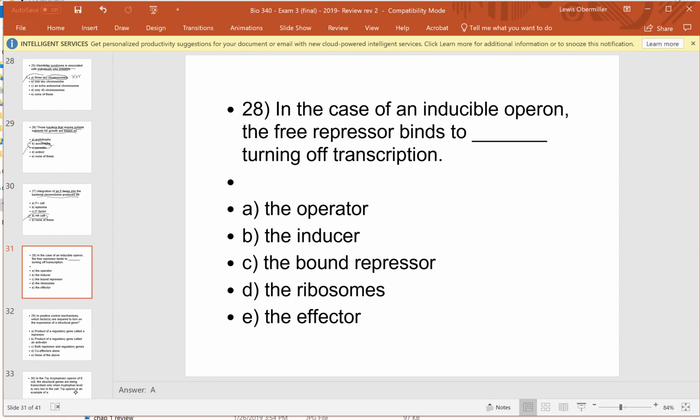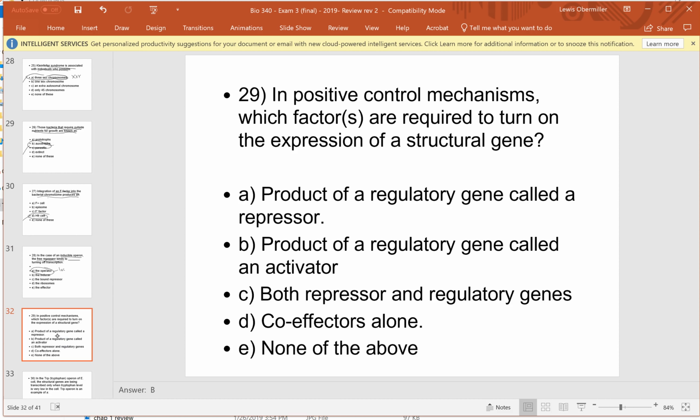That's the inducible operon. The free repressor binds to the operator. Remember, the repressor binds to the operator. Example, this is the lac operon. Positive control required to turn on expression of a structural gene, so that's the product of a regulatory gene called an activator. And if you go back to the slides from today, we talked about that.